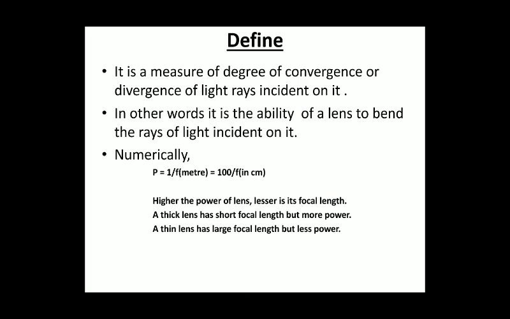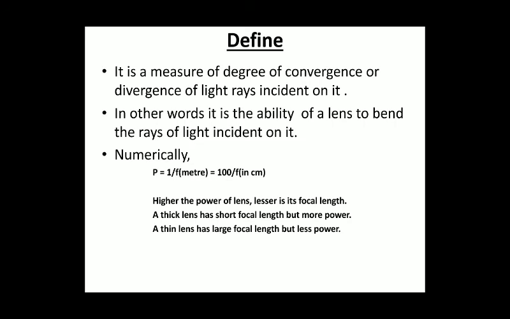So how are we going to define the power? It is defined as a measure of the degree of convergence or divergence of light rays incident on it. How much they are converging, how much they are diverging the light rays. In other words, it is the ability of a lens to bend the rays of light incident on it. It means this all depends upon the curvature of the lens, the thickness of the lens, how much they will bend. Numerically, the formula is power equal to 1 upon focal length, and focal length should be in meter. Then only you will be getting the SI unit, diopter.